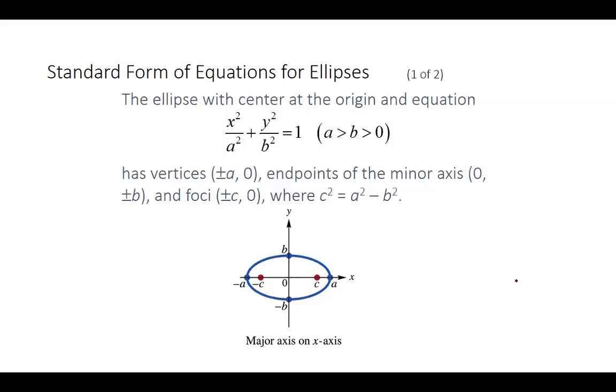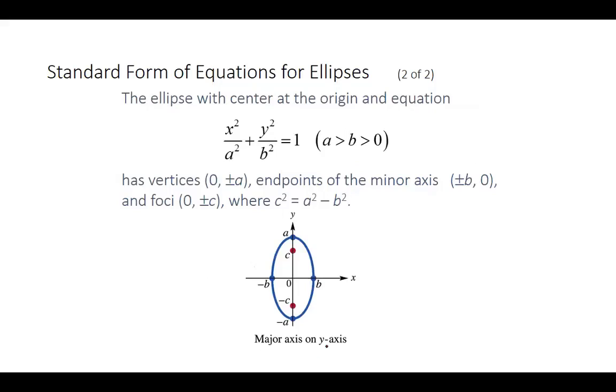x squared over a squared plus y squared over b squared is equal to 1, when a is greater than b, and b is greater than 0, has vertices at the points plus and minus a, 0. Endpoints of the minor axis would be 0, plus and minus b, and the foci would be plus and minus c, 0, where c squared is equal to a squared minus b squared. For the ellipse, c squared is equal to a squared minus b squared. You're going to see this in a lot of the examples that you're going to look at, and that's the shape of the graph.